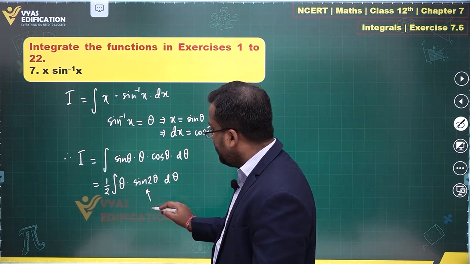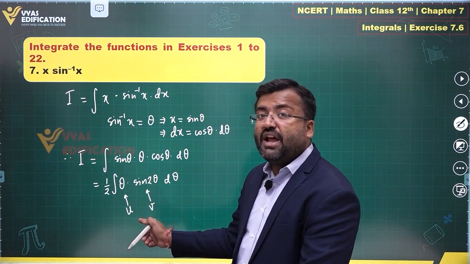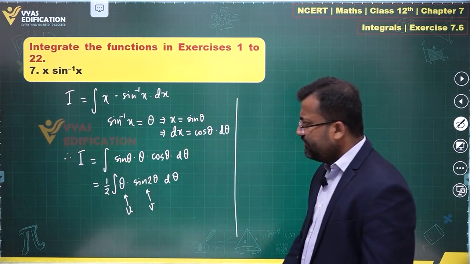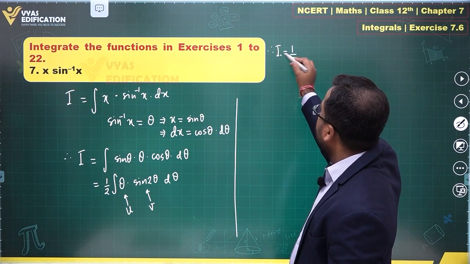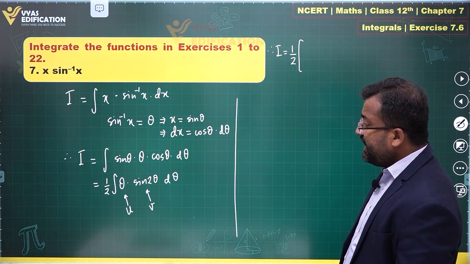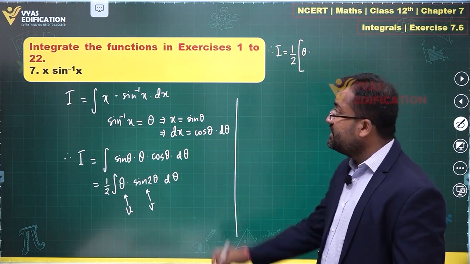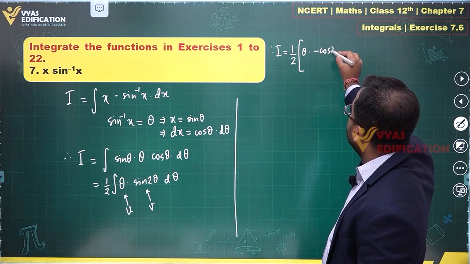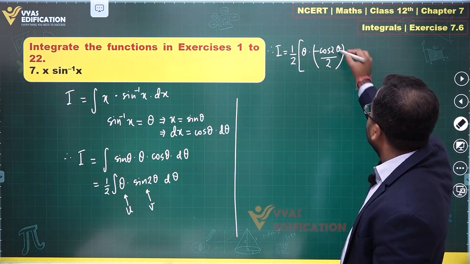This function can be taken as v and this here can be taken as u, and now I can apply by parts once again. So therefore I will be equal to 1 by 2 in the bracket, 1 by 2 is outside. So in the bracket, first function, which is theta, times the integral of sine 2 theta, which is minus cos 2 theta by 2. This is the integral of sine 2 theta.